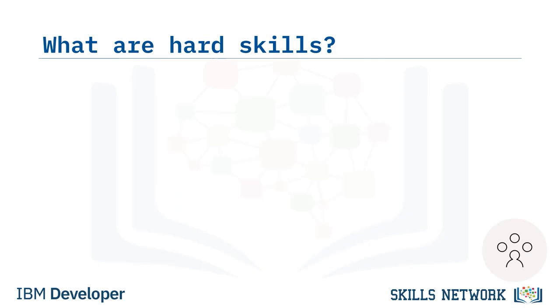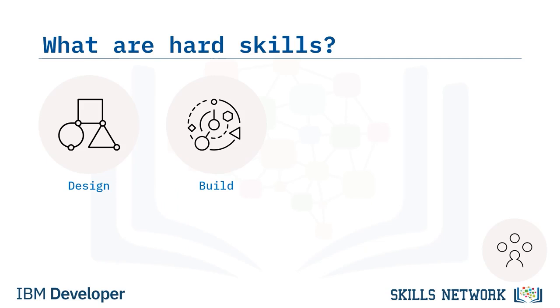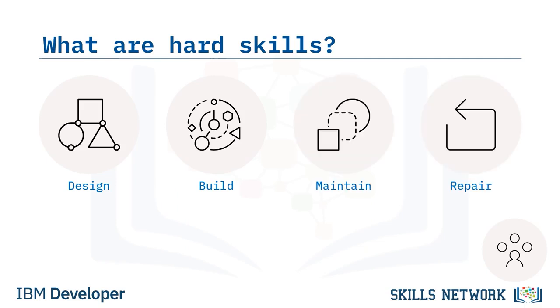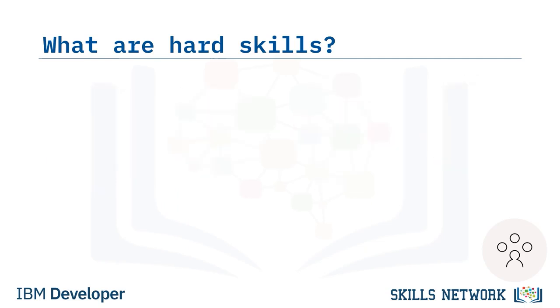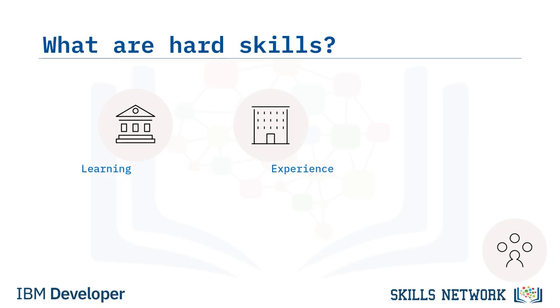Hard skills are the practical skills needed to perform a particular role. So, for a software engineer, these will be the technical skills they need to design, build, maintain, and repair software solutions. Hard skills are learned skills. In the case of software engineering, they are usually learned in a school, college, or university environment, or by studying online courses, diplomas, or certificates. Alternatively, they can be gained from years of experience in the field.